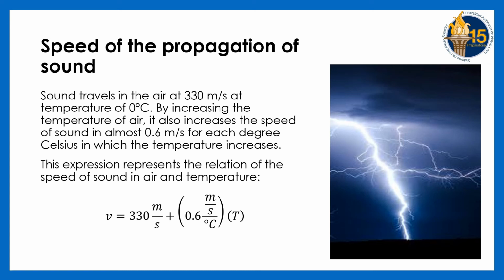Sound can travel through the air at 330 meters per second at a temperature of 0 degrees Celsius. By increasing the temperature of the air, the speed of sound also increases by almost 0.6 meters per second for each degree. So, the speed of sound can be measured with this expression.